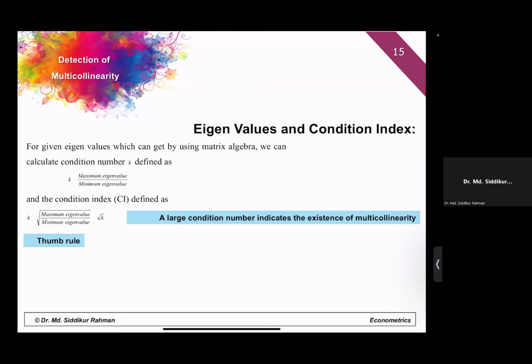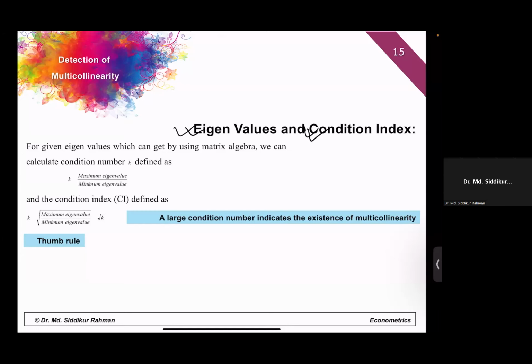What is this topic? Eigenvalues and condition index. You can use eigenvalue and condition index, so what is the rule of thumb? Can you remember how to calculate the eigenvalue of a matrix? Suppose A is a matrix, then det(A minus lambda I) is equal to 0.